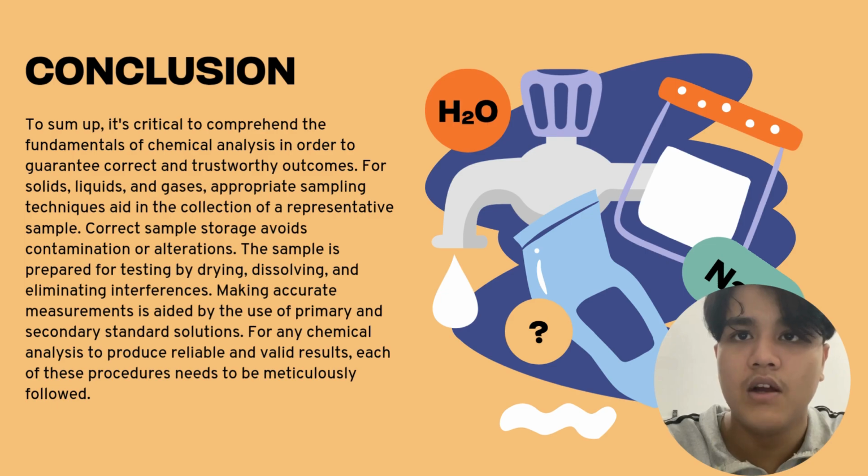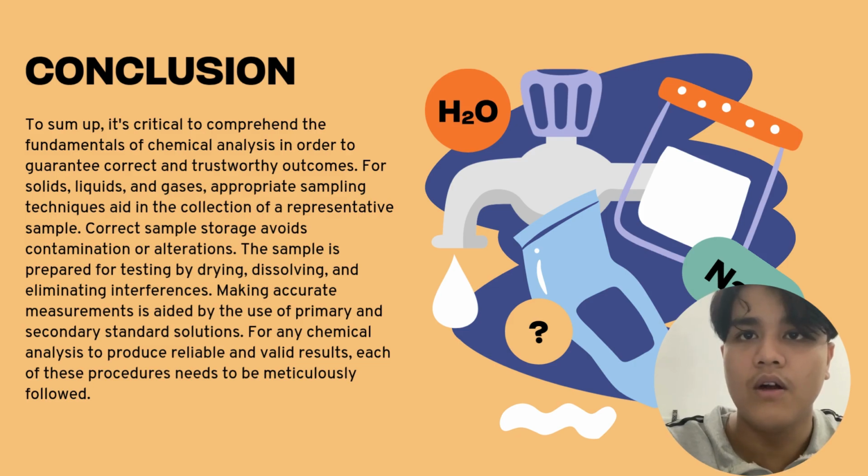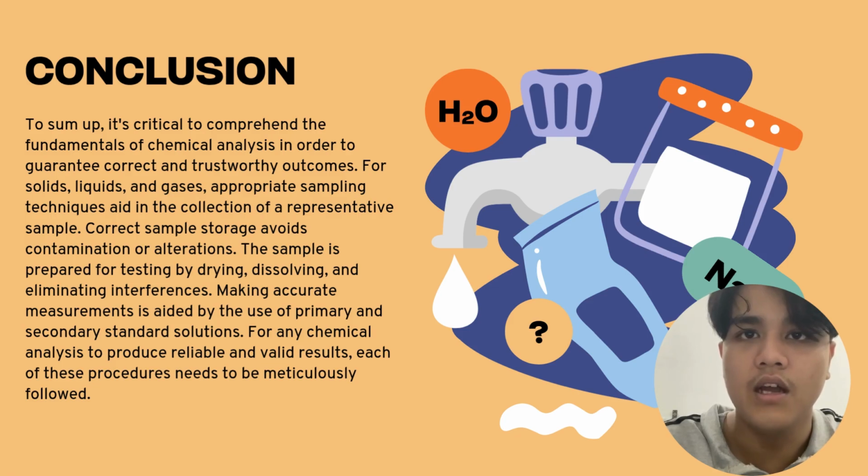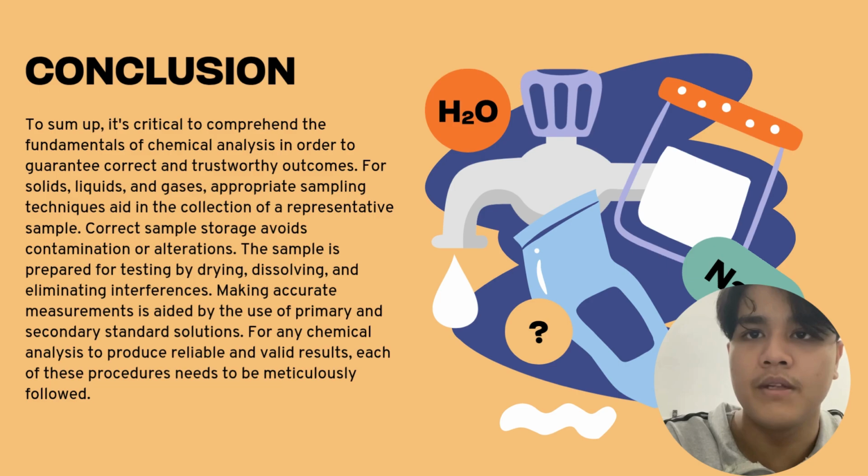The conclusion is it's critical to comprehend the fundamentals of chemical analysis in order to guarantee correct and trustworthy outcomes for solids, liquids, and gases. Appropriate sampling techniques aid in the collection of a representative sample. Correct sample storage avoids contamination or alterations. The sample is prepared for testing by drying, dissolving, and eliminating interference. Making accurate measurements is aided by the use of primary and secondary standard solutions for any chemical analysis to produce reliable and valid results. Each of these procedures needs to be meticulously followed.